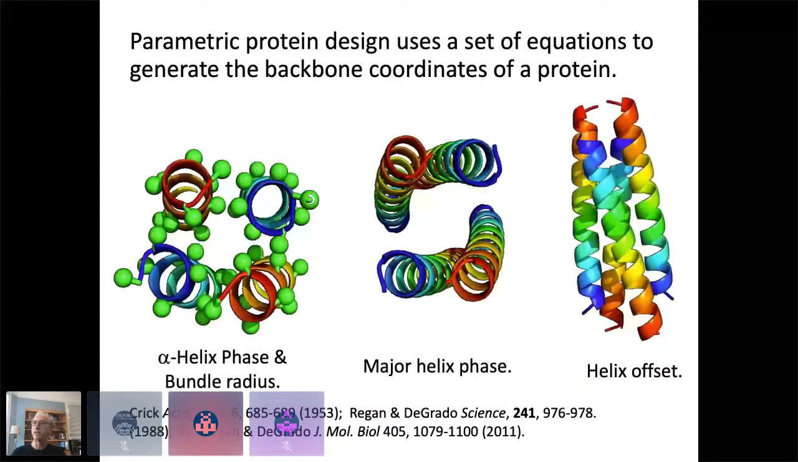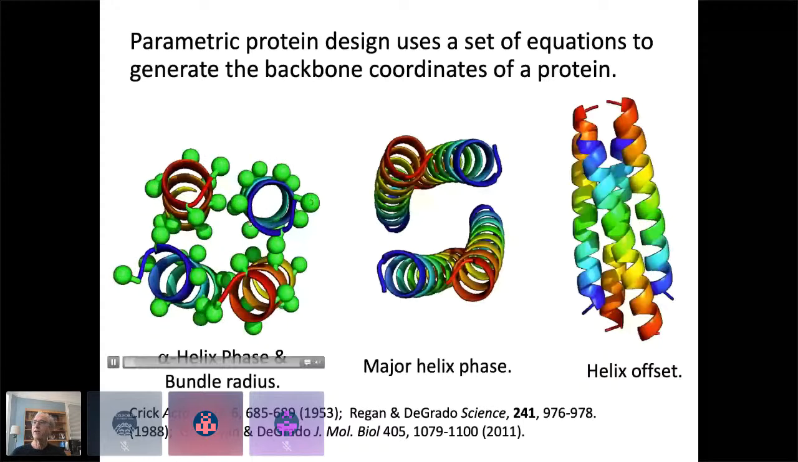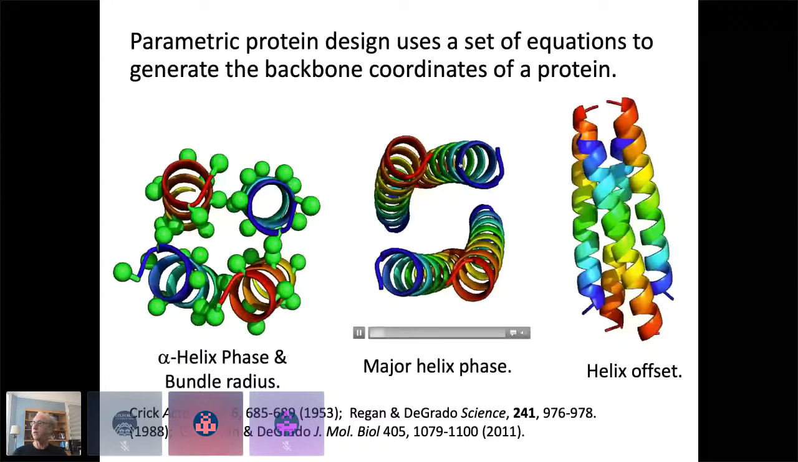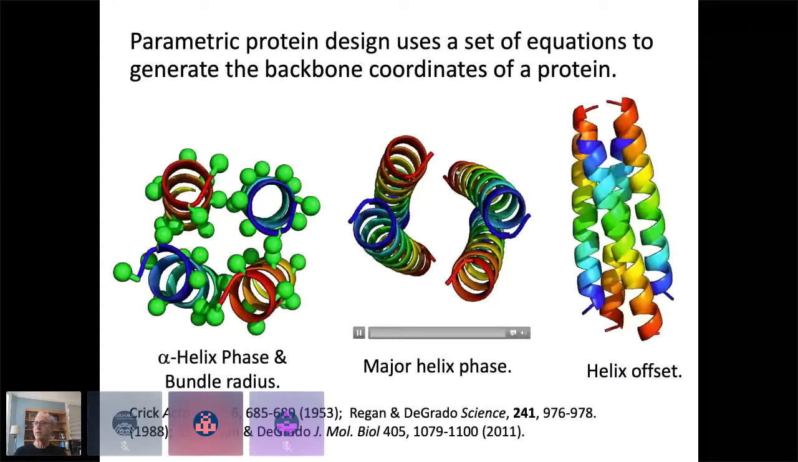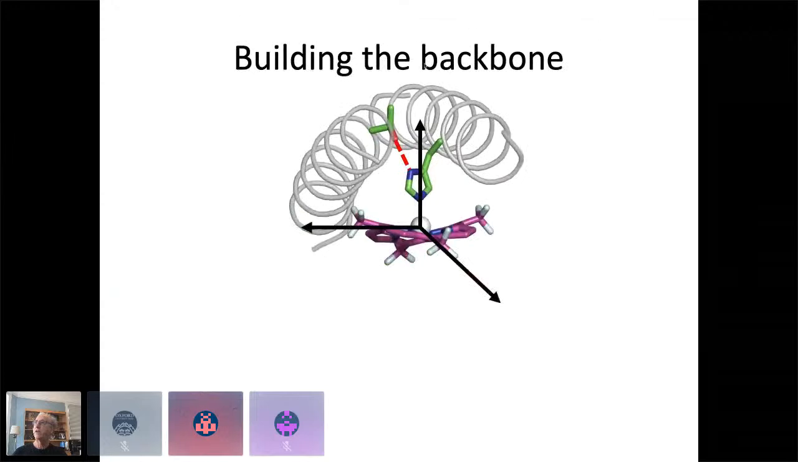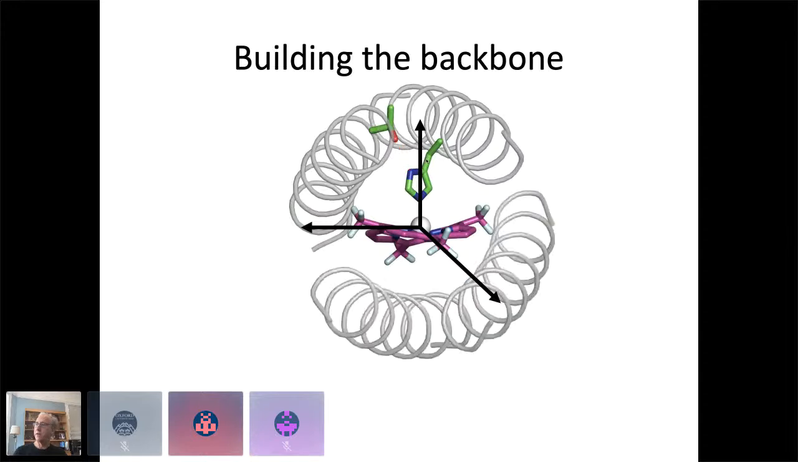Here's the rotation of the helix, and you can see different radii being generated. We can also change the major phase, which defines whether it's a square bundle or more rectangular in shape, and the helical offset. So all of these are in play and help us choose the geometry, in this case searching for one where we can encapsulate the cofactor and not clash with it.